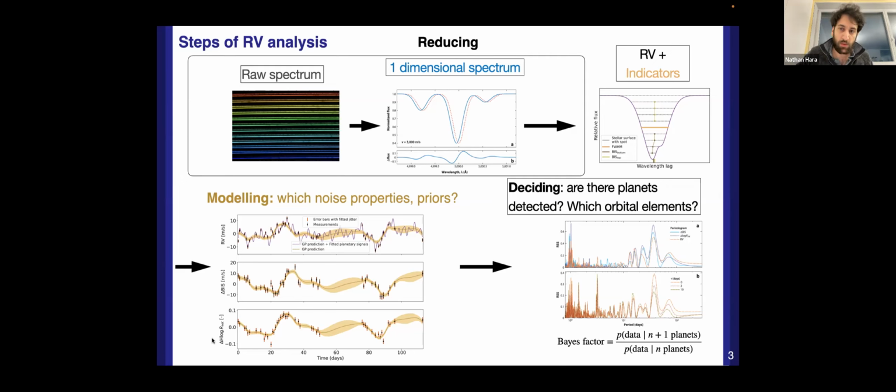Your next step is to model it. Typically you would use a Gaussian process, and you're trying to give a likelihood function of the data knowing the parameters of your model. And once you have all that, you're going to try to decide whether you have detected a planet, and if yes, with which orbital elements.